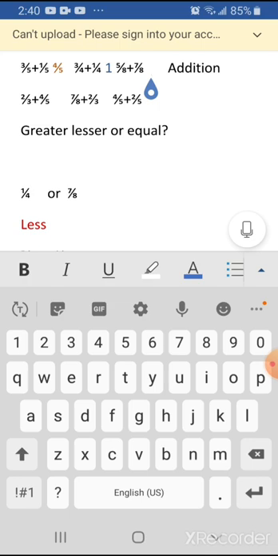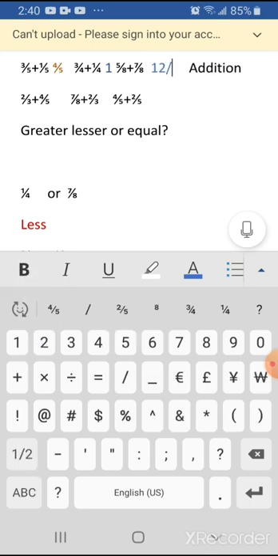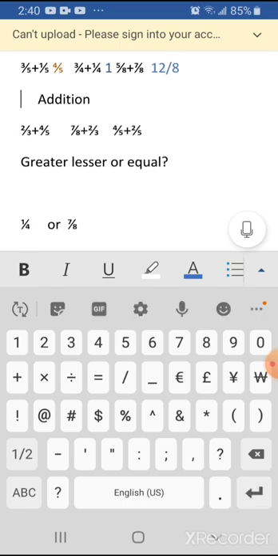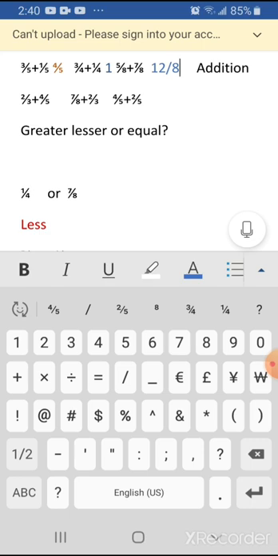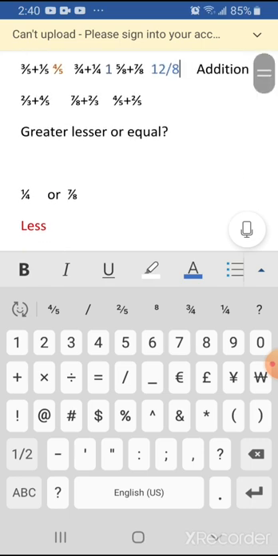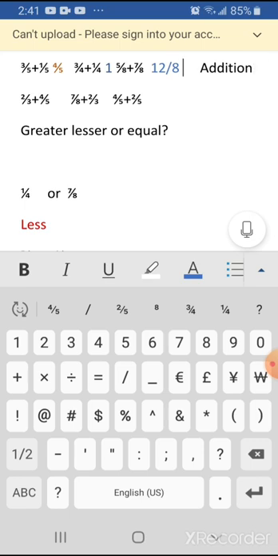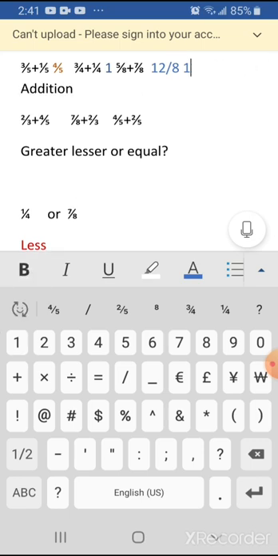5/8 plus 7/8 would give you 12/8. So, once you have that, that's greater than 8. So you could leave it as 12/8, but in most cases, they'd want you to put it as a mixed number. Let me just put an equal sign.